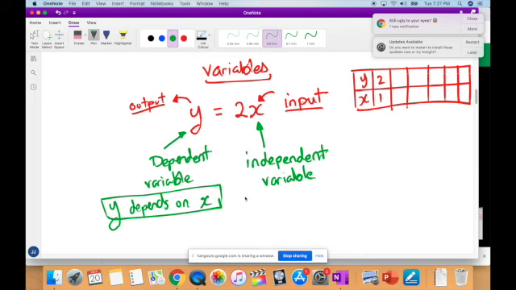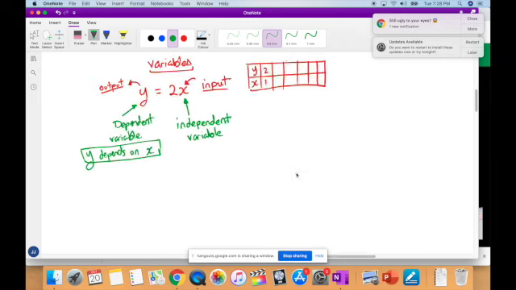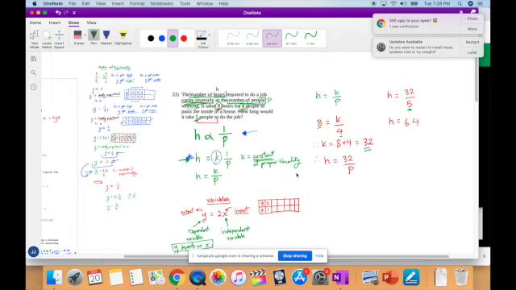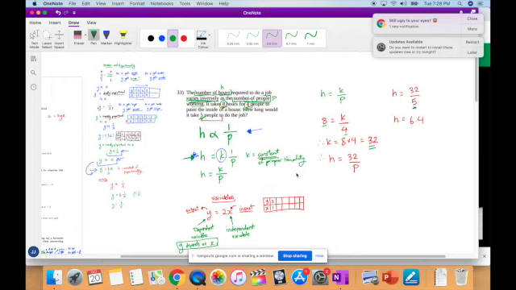So how do you guys feel about the difference between an independent variable and a dependent variable? Are you comfortable with it? Right, that's all I want to know. Anybody have any questions? No? Today we did variation and proportionality.